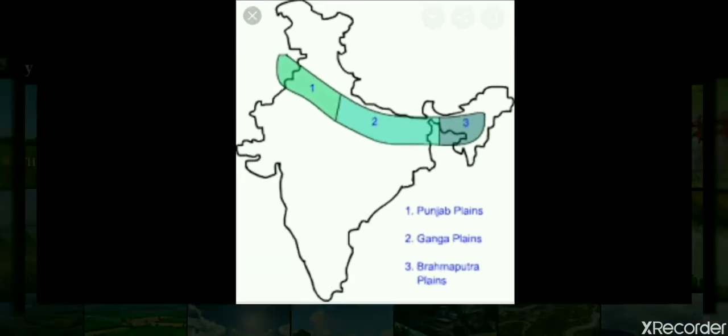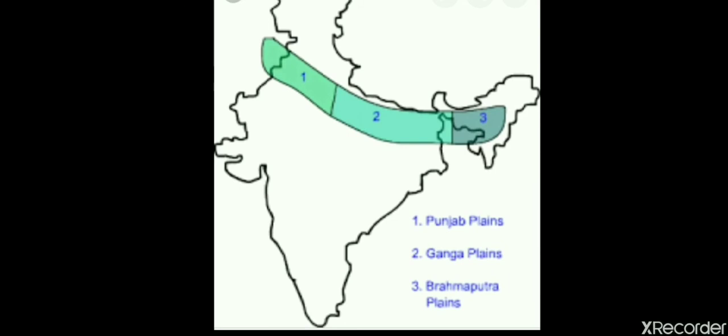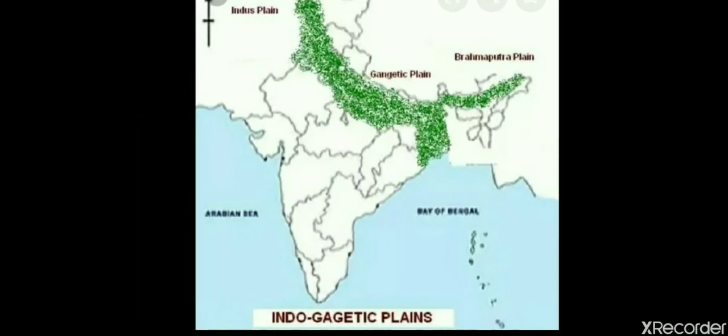The third one is the eastern part. The eastern part of the northern plain is referred to as the Assam plain, formed by the Brahmaputra and its tributaries like Dihang, Dibang, Lohit, Kenula, etc. So in this way we got that the northern plain has been divided into three sections.